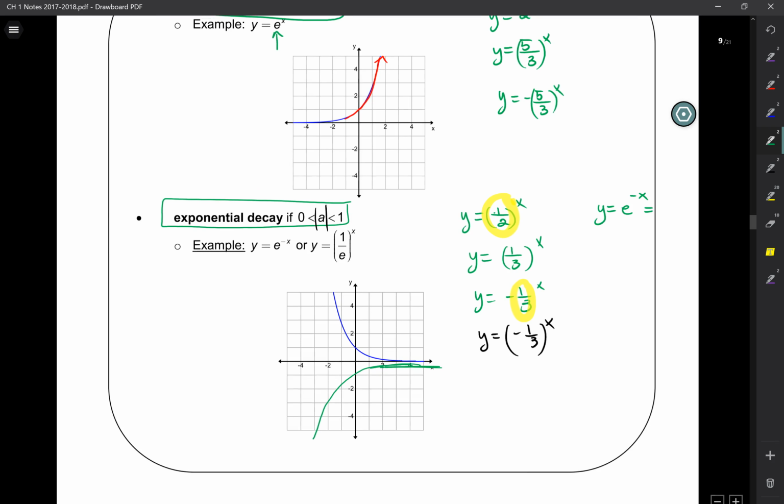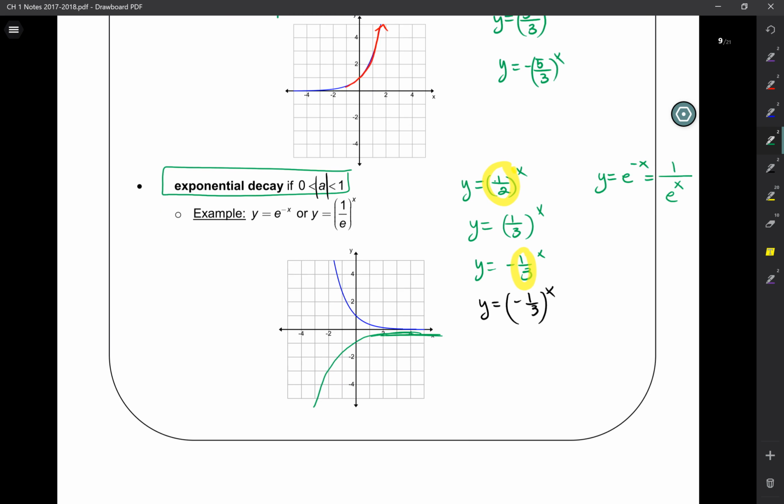Okay, so if you have it in the exponent, it goes to the denominator. So if you have e to the negative x, that's the same as 1 over e to the x. Okay? 1 over e to the x. So now that is decay. Why? Because another way I can write that is 1 over e to the x.